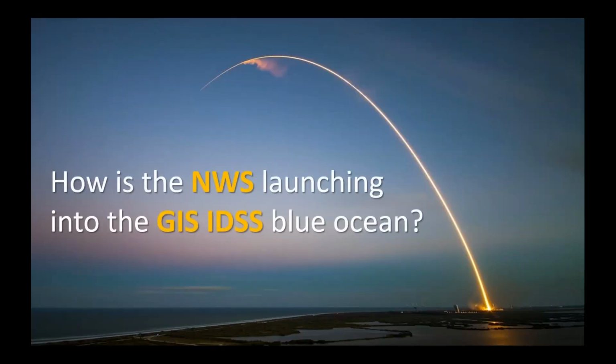So really, how is the Weather Service launching into this GIS IDSS Blue Ocean? Essentially, it really started at the grassroots. It started at the local WFOs. It started at many of the local RFCs. But that effort is really being consolidated now, which is exciting too, because once you get all these really good ideas and consolidate them at a regional level, and now we're getting to the national level, you can start to put the policy pieces in place, you can start to put the teams in place, and you can start to put the overall vision in place.